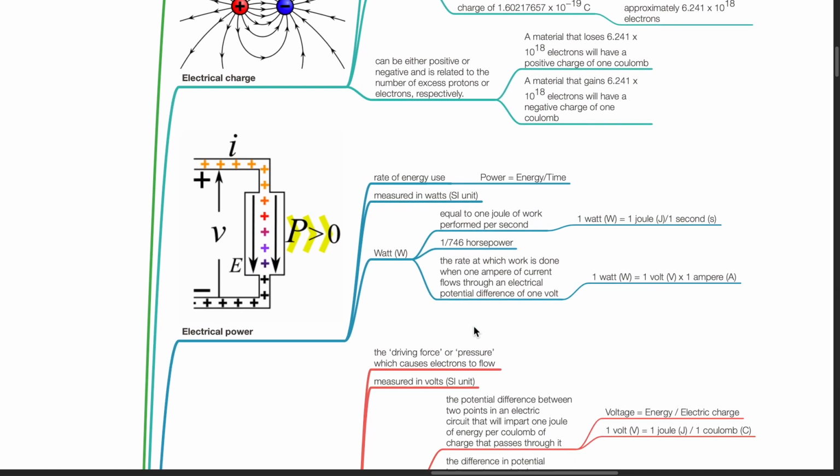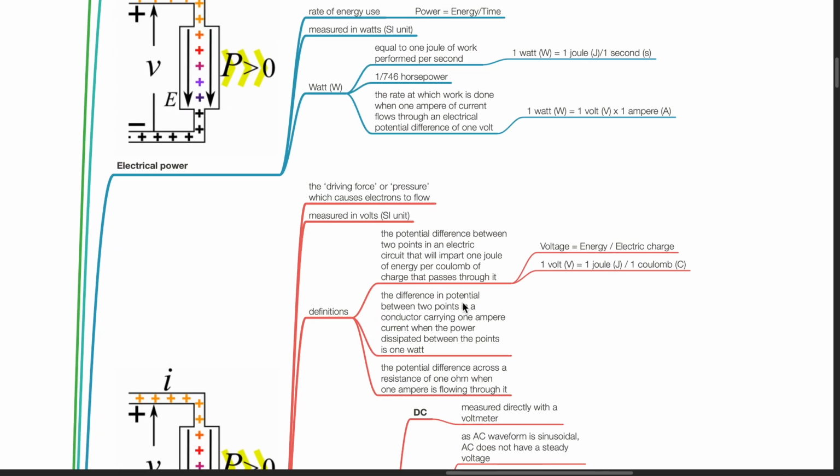Electrical power is known as the rate of energy used. Power equals energy divided by time. It is measured in watts. Watts is equal to 1 joule of work performed per second. 1 watt equals 1 joule divided by 1 second. 1 watt equals 1 divided by 746 horsepower. Watt is the rate at which work is done when 1 ampere of current flows through an electrical potential difference of 1 volt. 1 watt is also stated as 1 volt times 1 ampere.